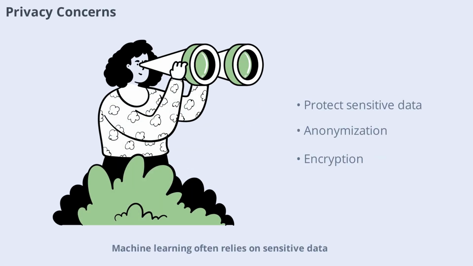Machine learning often relies on sensitive data. Protecting user privacy is essential. This means using techniques like data anonymization, encryption, and access controls. Respecting privacy builds trust and helps comply with regulations like GDPR.